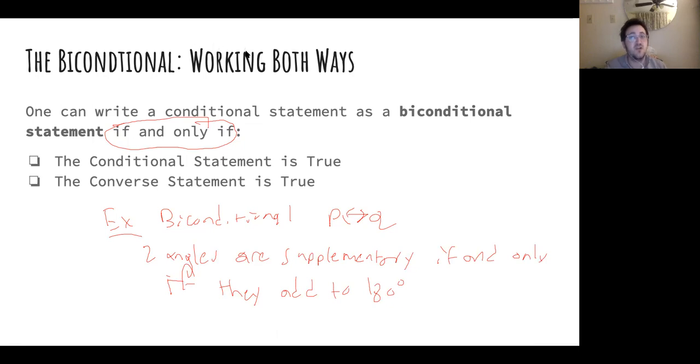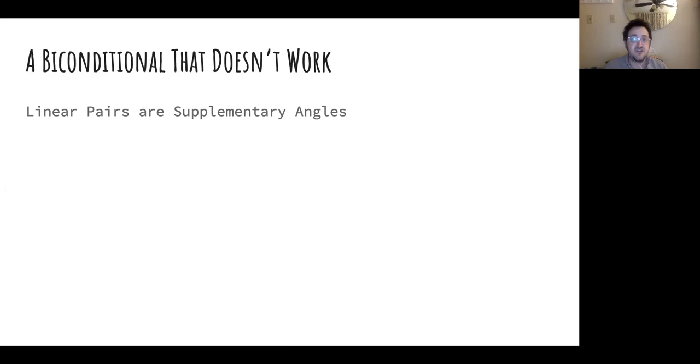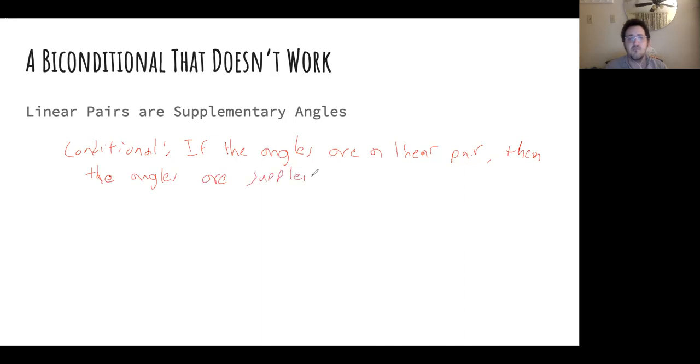So let's take a look at one that doesn't work out as well, and we can see what happens. All right, so here's a biconditional that does not work. So what we would do here is we would write this as a conditional. So we could say if angles are a linear pair, and I'm making this grammatically correct, then the angles are supplementary. So let's evaluate that for whether that's true or false.